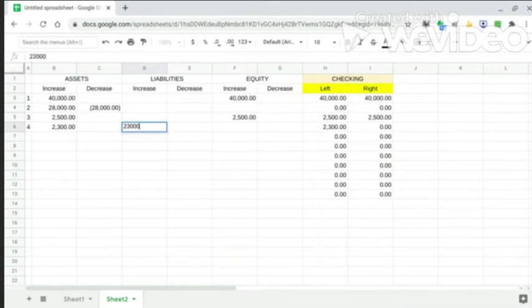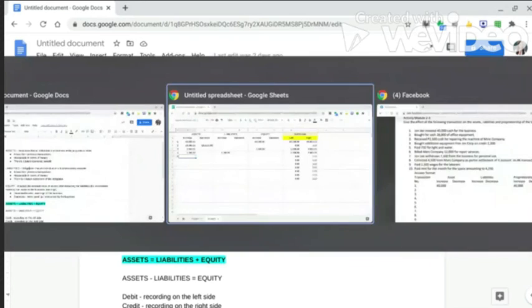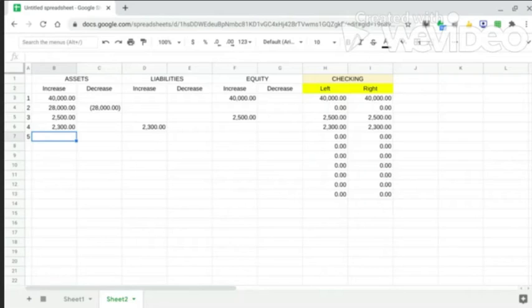Number 5. So number 5, asa na yon? Ayan. Paid 750 for light and water. So, nagbayad siya ng 750 pesos for light and water. So, kung binayaran niya yon, that means mag-decrease yung cash niya. And again, cash is an asset. So, ilalagay natin dito, decrease in asset. Siyempre, dahil decrease, minus yan, 750.